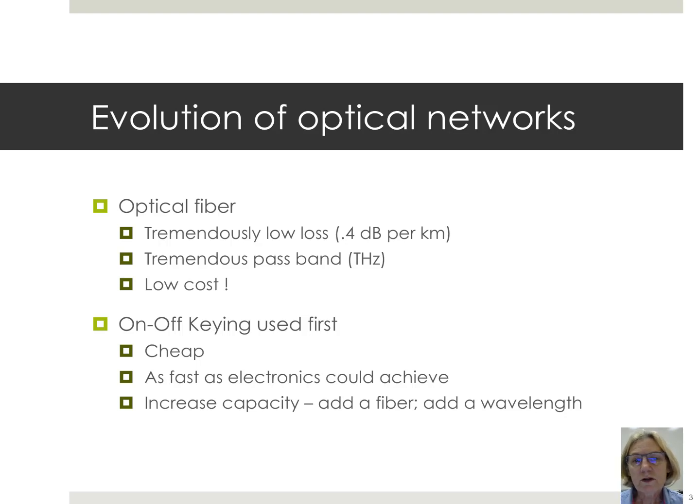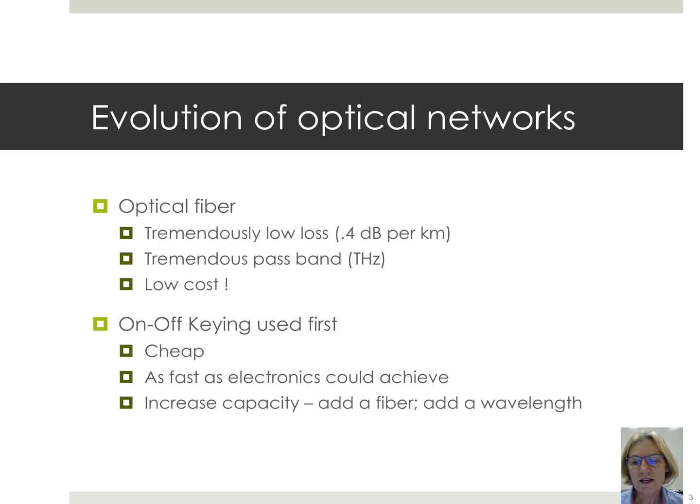Now let's look at communications techniques that were used in optical fiber. The first technique used was called on-off keying. And of course the greatest motivation for that was that it was cheap. It would be able to communicate in optics as fast as the driving electronics could be driven. And on-off keying is very simple. For a logical 0, we send no light. For a logical 1, we send a certain level of power on the optical light.